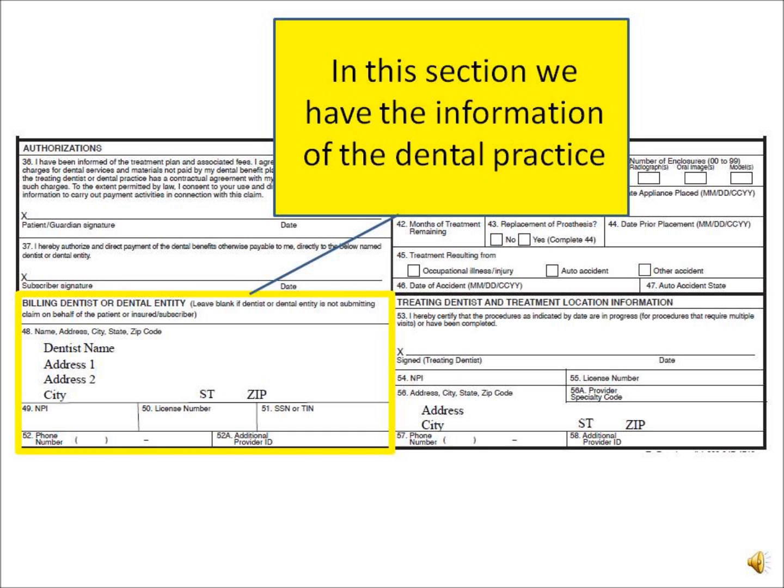Box 48 is the information of the dental practice. Now this would actually be the name of the corporation. Box 49 is for the NPI number, which is called National Provider Identifier. Now this box would be automatically populated from the computer software system.